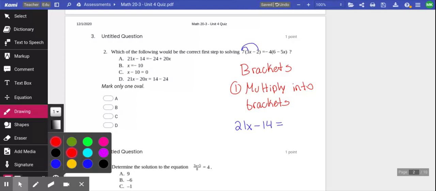Equals, then I need to take that negative 4, multiply it by 6 to become negative 24. And then take that negative 4, multiply it by negative 5 to become positive, so plus 20x. If you look, that would be answer A. So whenever we have brackets, our first job is to get rid of those brackets by expanding, multiplying into the brackets.